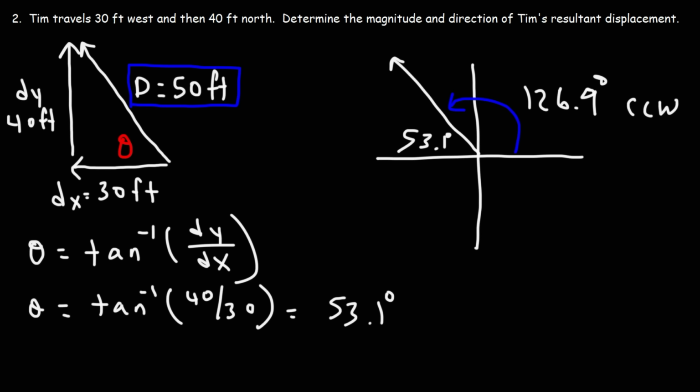That's one way in which you could describe the direction of the resultant displacement. If you want to use this angle, you could say it's 53.1 degrees north of west. Keep in mind, this is west, north, east, south. So it's 53.1 degrees north of west.